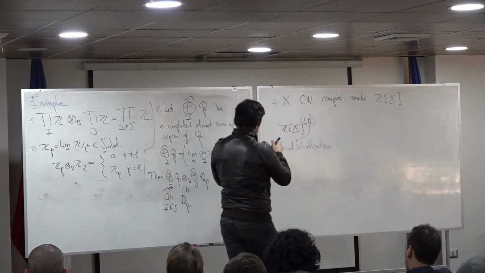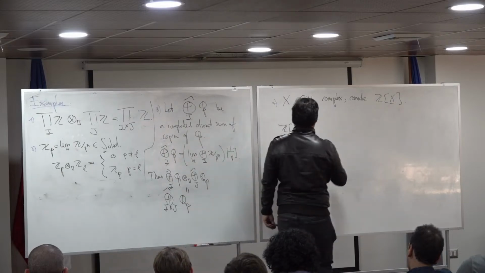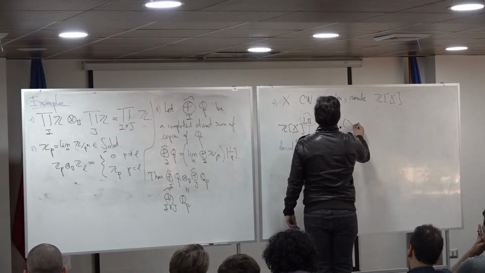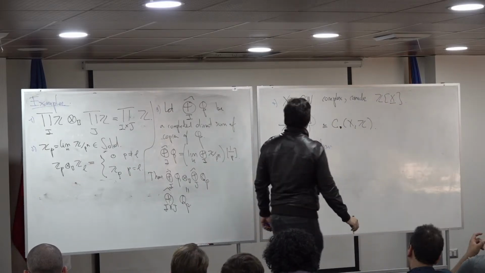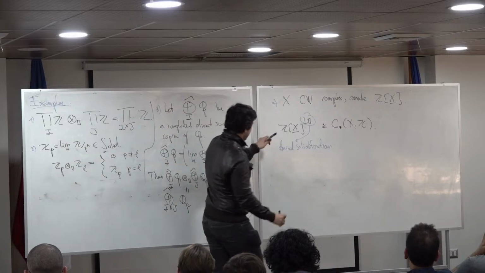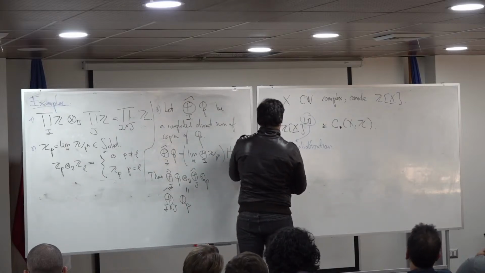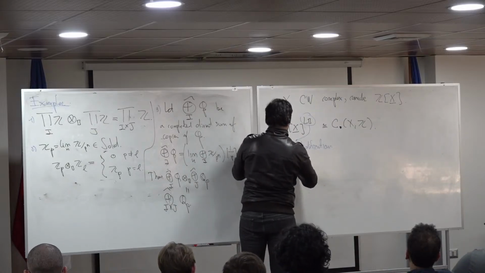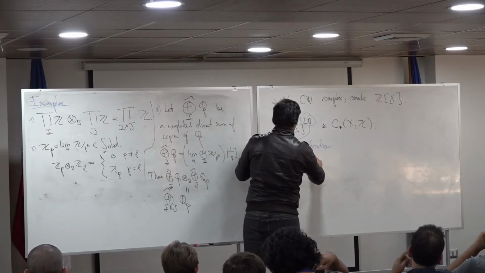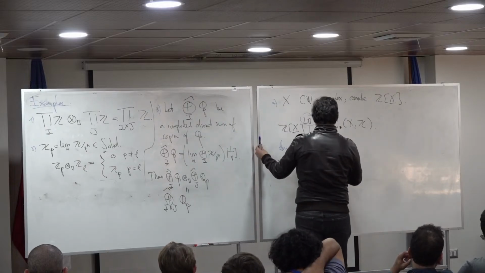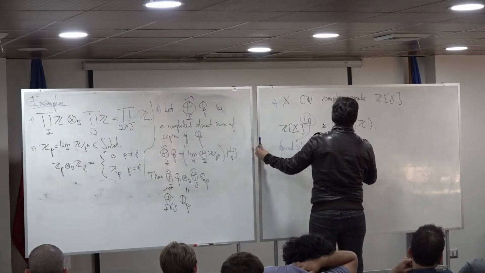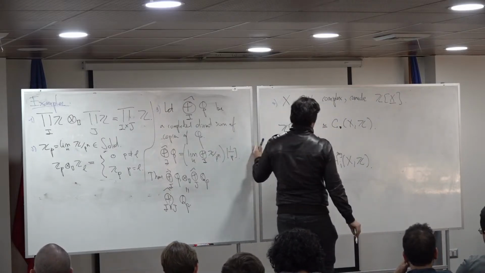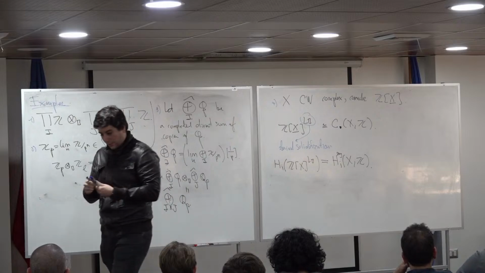Well, you get a complex that is quasi-isomorphic just to the chains. I forgot how to write it. The chain complex of X with values in Z. So in particular, the H_i, let me write homological notation, is computing precisely the singular homology of this space X, the CW complex.